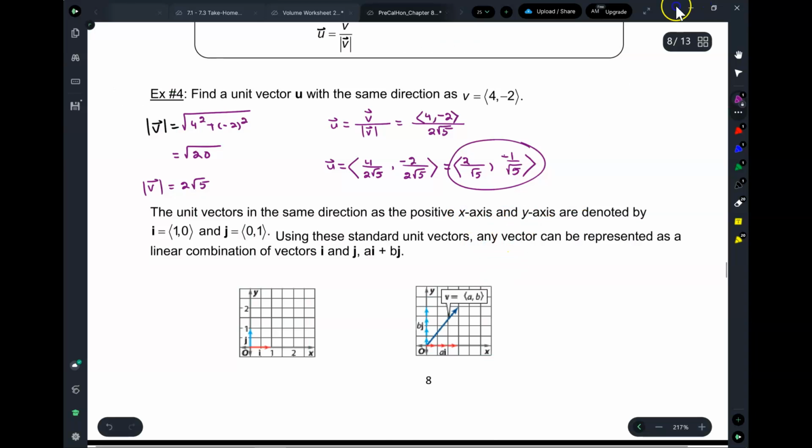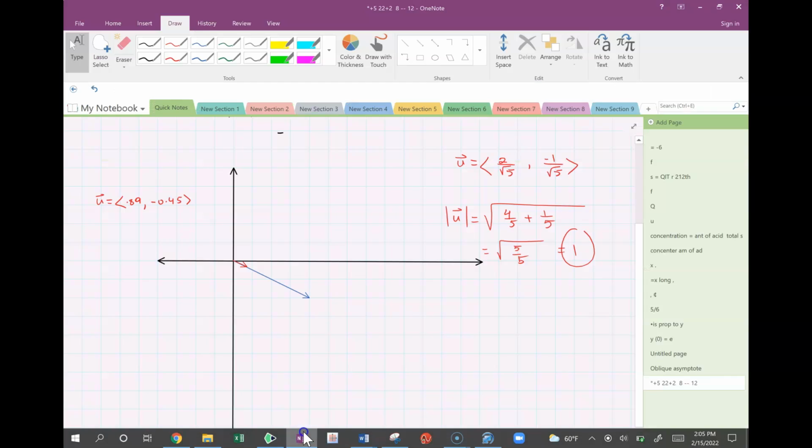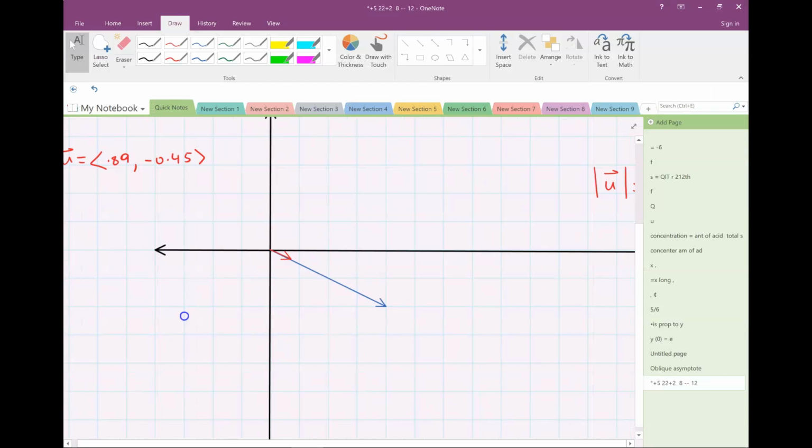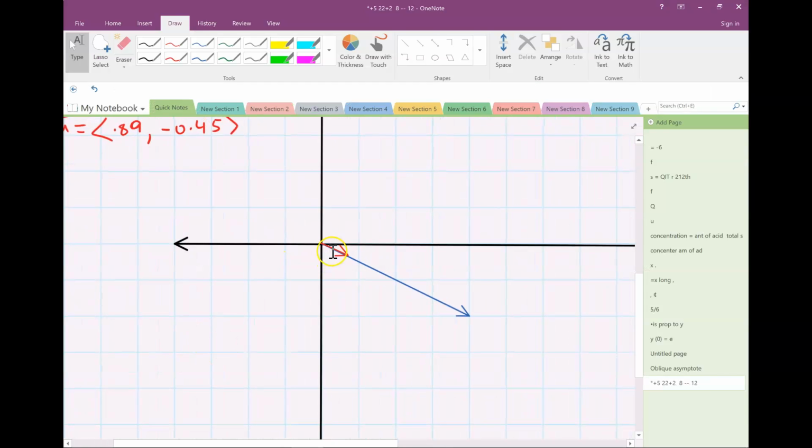All right, so going back here, that little unit vector does have a magnitude of 1. In fact, it was 0.89 over and like 1 down, right? So that one does have a magnitude of 1.